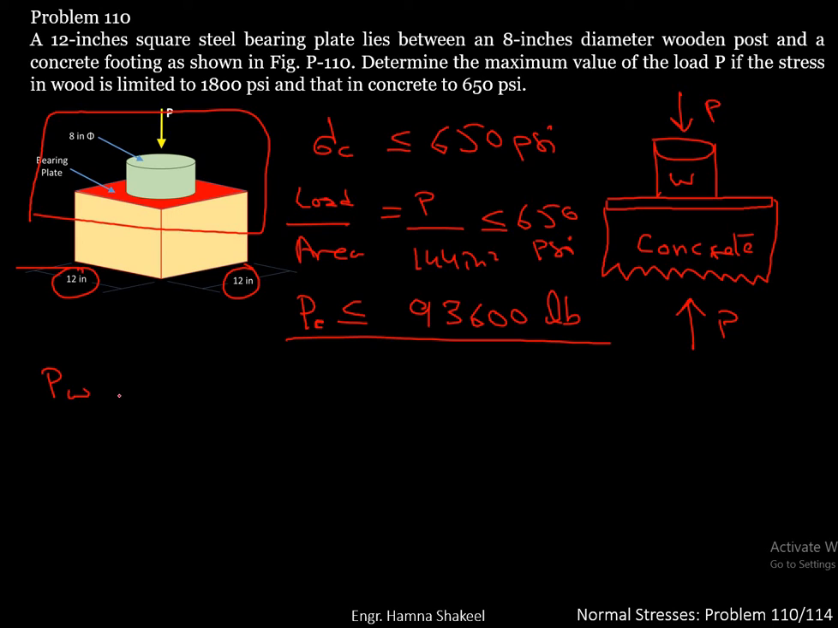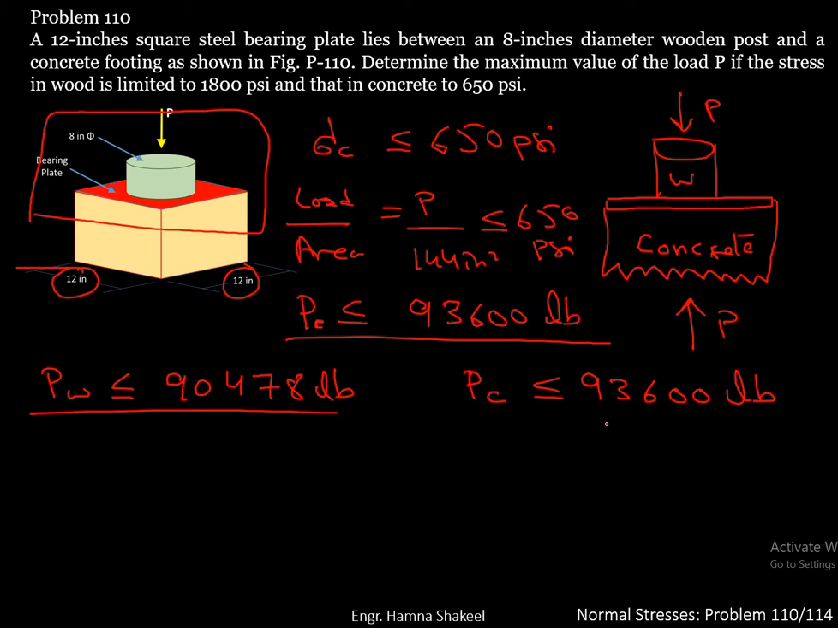So the limiting load for wood is 90,478 pound and the limiting load for concrete is 93,600 pound. You have to select one of these two loads as the safe load that can be applied on this assembly. If you select 93,600 pound as the load, this is greater than the limit for wood. So if you apply this load on this assembly, wood will fail. So you cannot select this load.